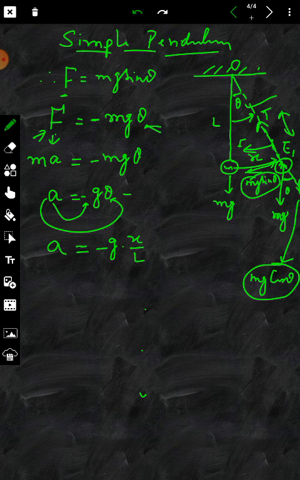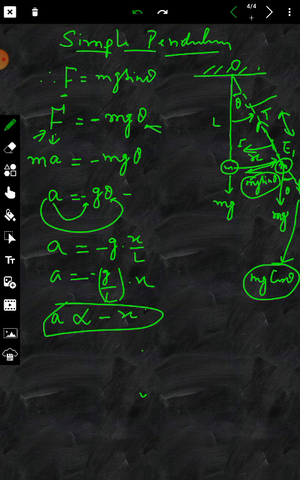So from here, acceleration comes out to be minus g upon L into x. We see that the ratio g upon L is a constant. So acceleration is directly proportional to minus x. Again, it satisfies the condition of simple harmonic motion. Therefore a simple pendulum is also a kind of simple harmonic oscillator. This is how we prove that the simple pendulum is a simple harmonic oscillator.